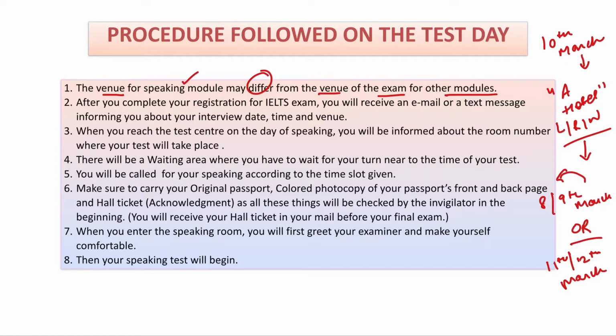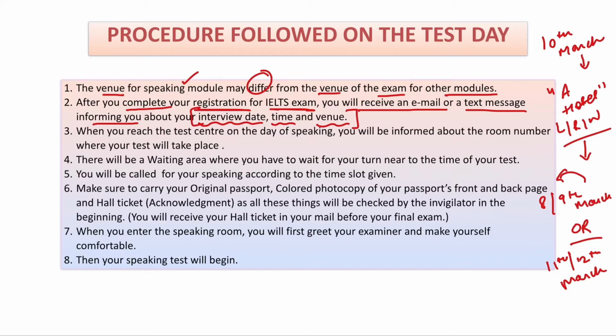Then the second thing says after you complete your registration for the IELTS examination, that means when you book your examination, you will receive an email or a text message on your phone informing you about your interview date, time, and venue. So, when you book your examination, at that point of time, you will not receive any email or any confirmation message on your phone regarding these three things. But yes, after a while or so, you will receive a particular date, a time, and a place where you have to give your examination. So, slots will be allotted to you.